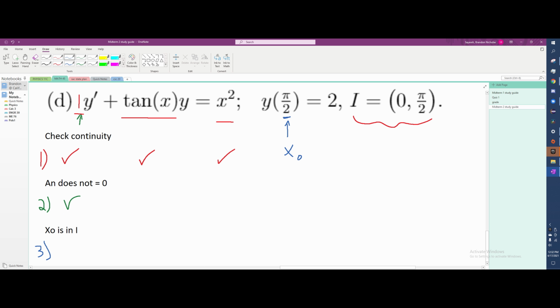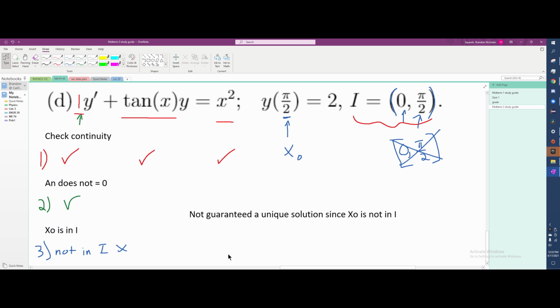Is pi over 2 in the interval? Well, when we look at this, recall what we said about parentheses. The fact that these are parentheses means that it gets very close to but does not touch these values, which means that pi over 2 is not included in the interval. If it was written like this, it would be included in our interval. However, since it is not written like that, it is not included. And we can write the answer out like this, that we are not guaranteed a unique solution since x naught is not in I.